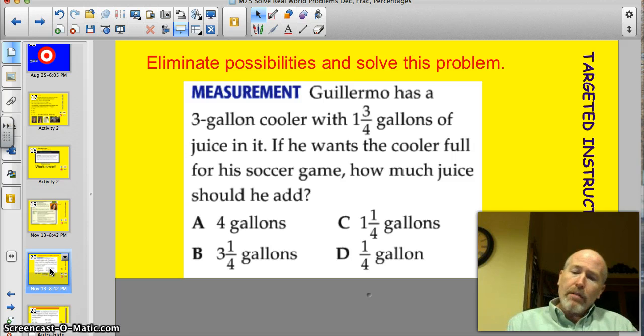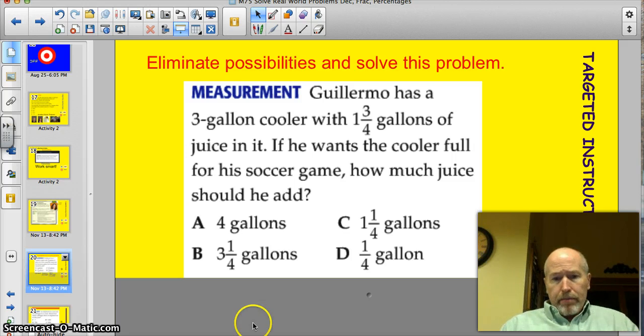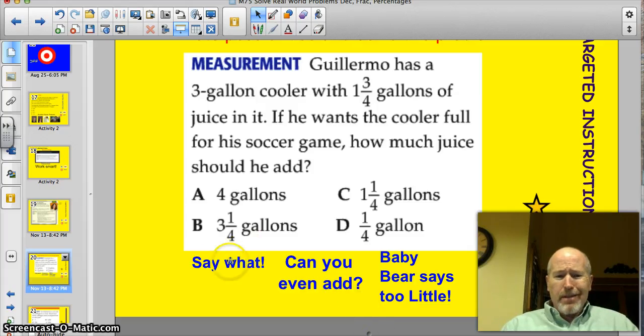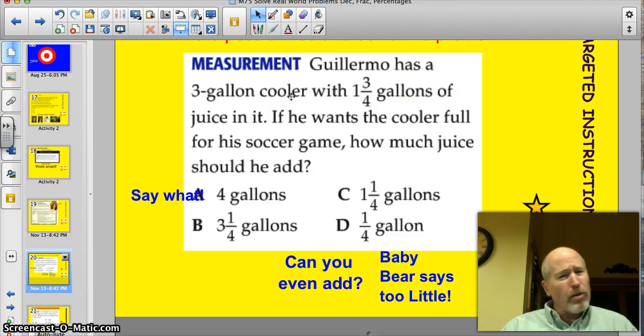Okay, I'm back. Let's see how you did. All right, let's get some answers here. Let's see. 4 gallons. Say what? It's only a 3-gallon cooler. How could you add? What? You know what I'm talking about.